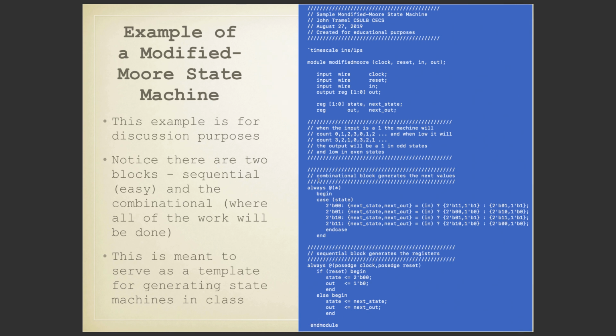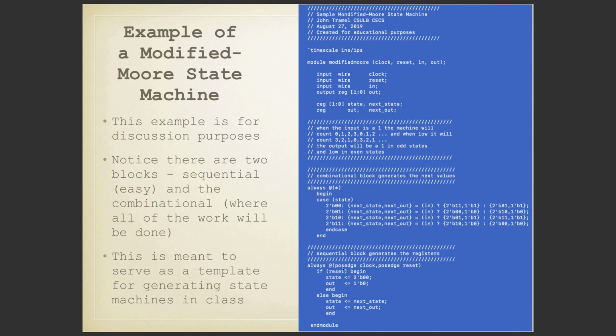Now we can see by the code on the right an example of a somewhat nonsensical state machine, but it shows the primary architecture of the Verilog when we're creating a state machine. There are two always blocks, the sequential always block and the combinational always block. The sequential always block is very straightforward and should be the same in all of our designs.